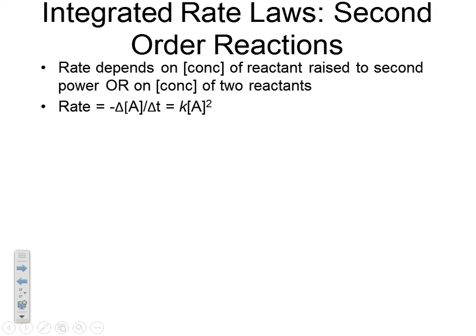Similarly to our integrated rate law for first order, we know that rate by definition, this right here, is the definition of rate. It's true regardless of order. Notice it's the same as that for first order. Rate is the change in concentration of A over the change in time. And here's our rate law: rate is equal to k times the concentration of A squared for second order. So this is what we know is true about second order.